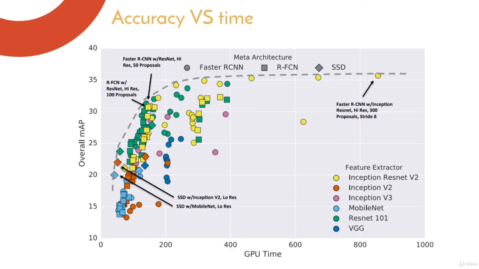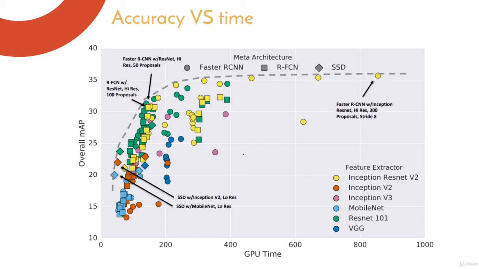So for example, we see here, this one compared to this one is faster because the image resolution that we are using here is lower. I believe it's 300 by 300 or something close. And that's why we see, for example, this arrow pointing to this one here. It says SSD with inception v2, low resolution. And the same thing here with MobileNet, low resolution and used with SSD.